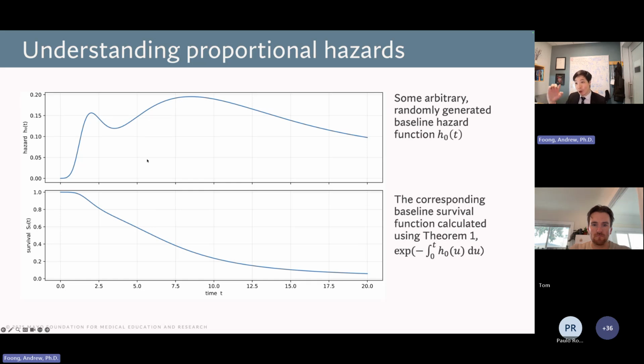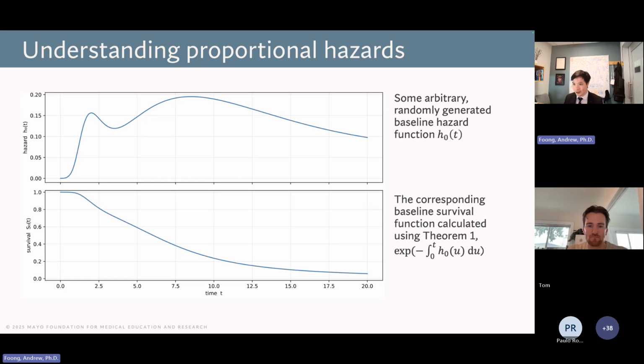Whereas the hazard function can go up and down. And the other thing to notice about the survival function is that when the hazard function is high, the survival function starts to dip. And when the hazard function is low, the survival function will plateau because basically no more events are happening. The hazard is low. So this is the hazard function and the corresponding survival function just for the baseline hazard. This is without introducing any covariates.